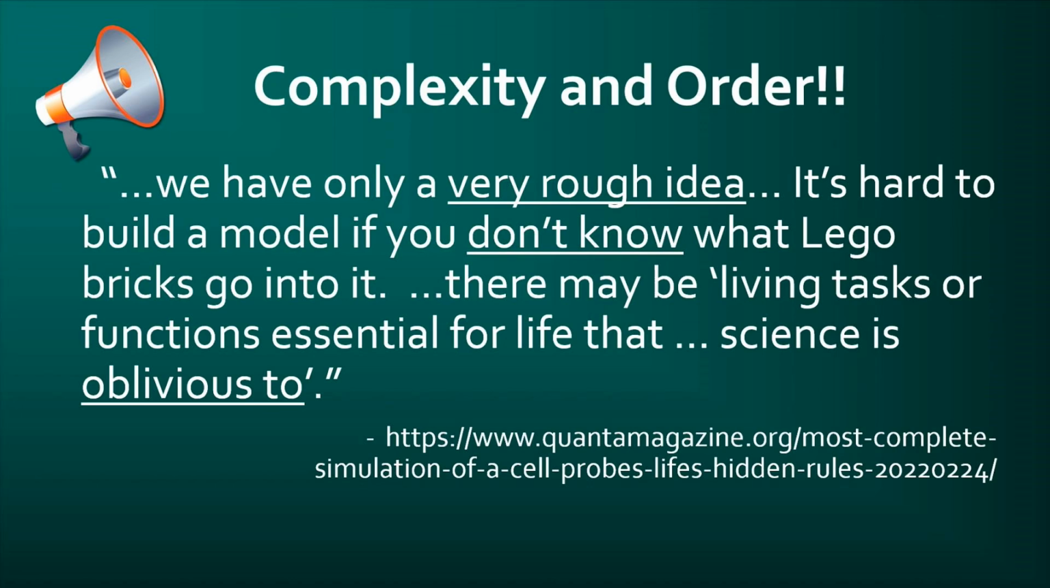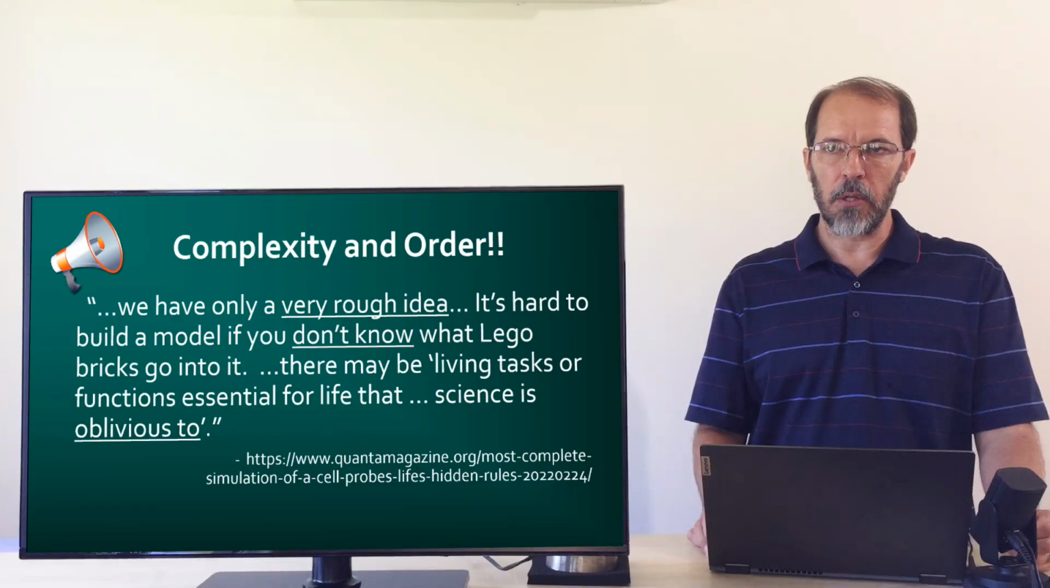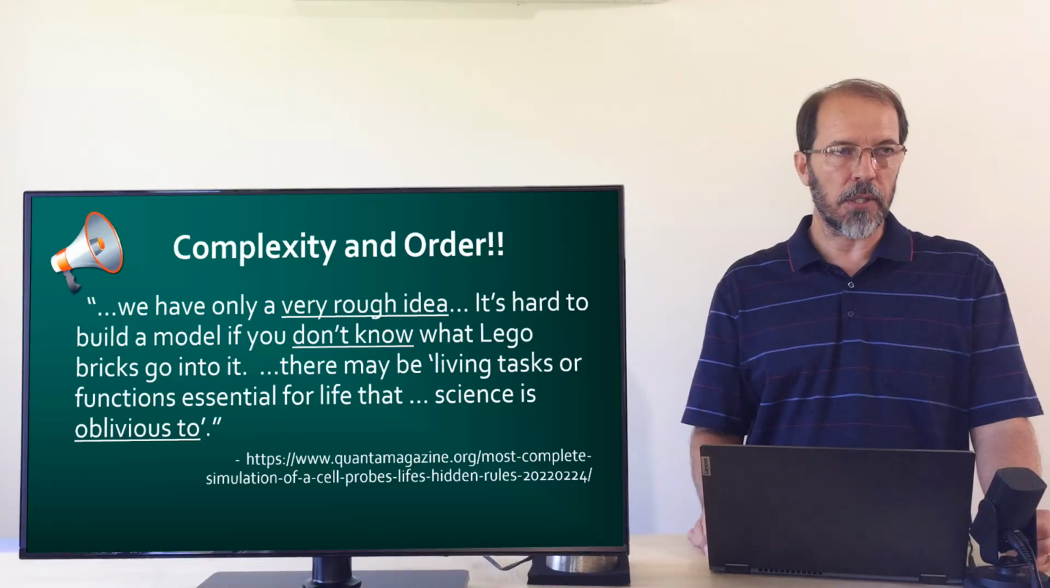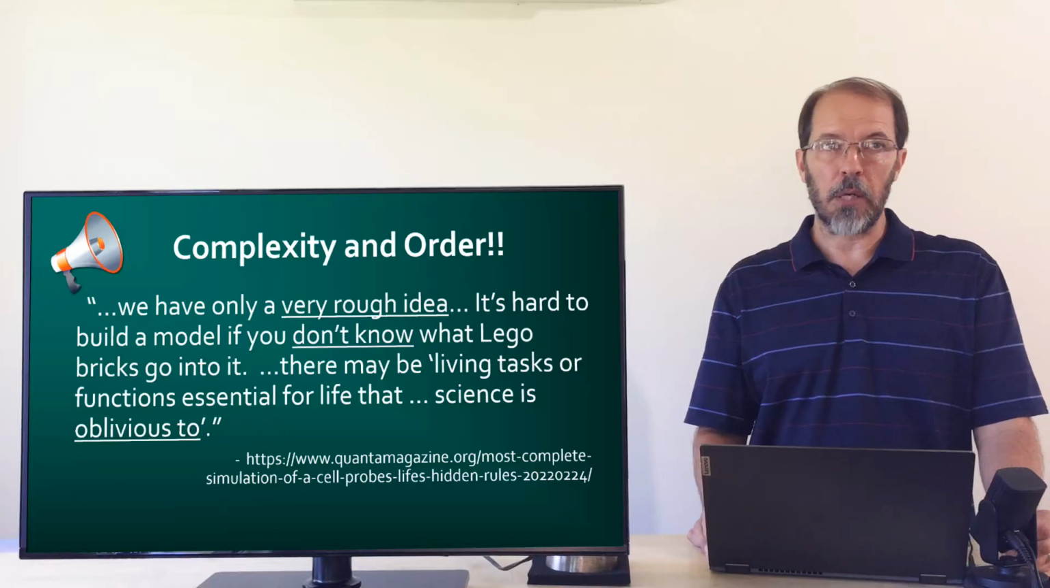Just a few years ago, 2022, I believe, this was a statement made by scientists: We have only a very rough idea of how to model a cell. It's hard to build a model if you don't know, take note, exactly what Lego bricks go into it. There may be living tasks or functions essential for life which science is oblivious to. So these scientists are acknowledging the complexity of a cell, and they say their task of modeling the cell is very difficult because they don't even know exactly what needs to go into that model.